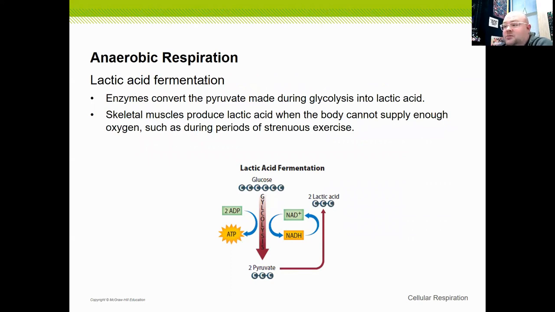Now there's lactic acid fermentation. Enzymes convert pyruvate made during glycolysis into lactic acid. Skeletal muscles produce lactic acid when the body cannot supply enough oxygen, such as during periods of strenuous exercise. Think about a time when you ran a lot of laps or did a lot of walking or lifted some weights. If you don't breathe well or drink plenty of water and keep yourself hydrated, your muscles kind of burn. What's happening is, without enough oxygen, your body is trying to create energy from somewhere. So it does fermentation and creates lactic acid. When that happens, that acid literally burns inside your muscles. So when you're feeling the burn, you don't have enough oxygen or water. If you keep yourself hydrated and breathe well, you're not going to feel that burn as much when you exercise.